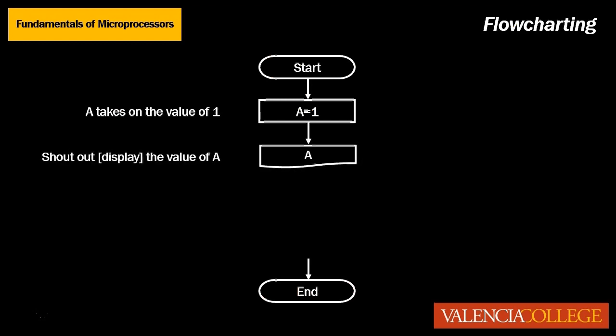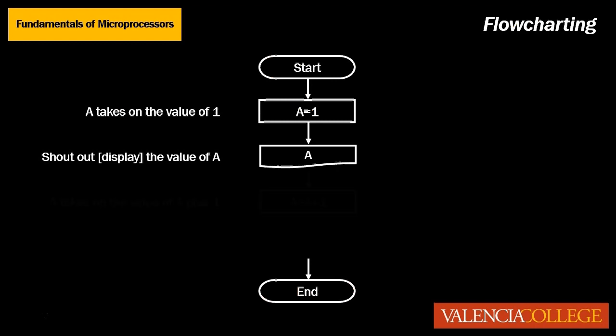Secondly, we add a display box to shout out the current value of A. For our programs, we are using the register display in Visual Studio as our output or display. This is why we set breakpoints within our programs.